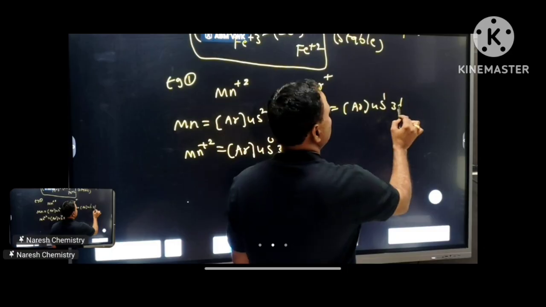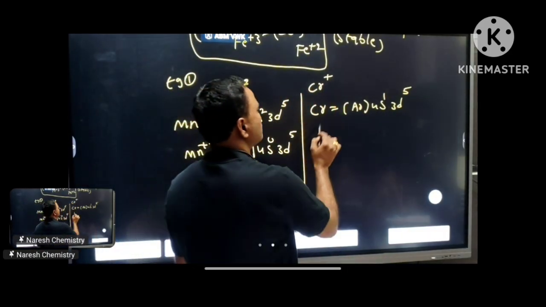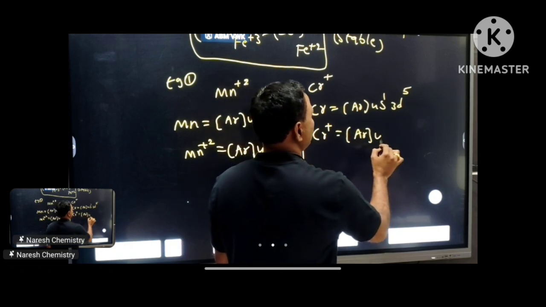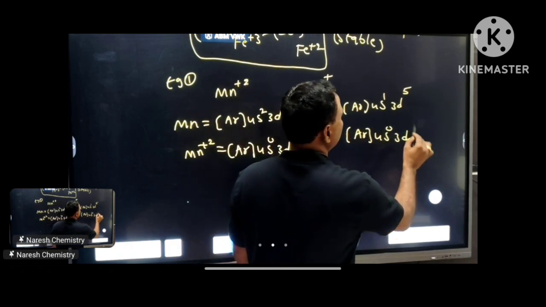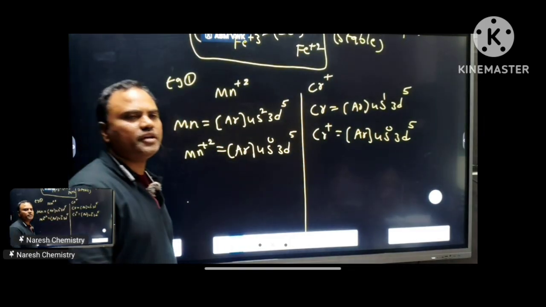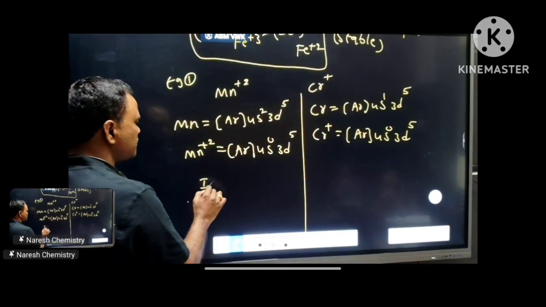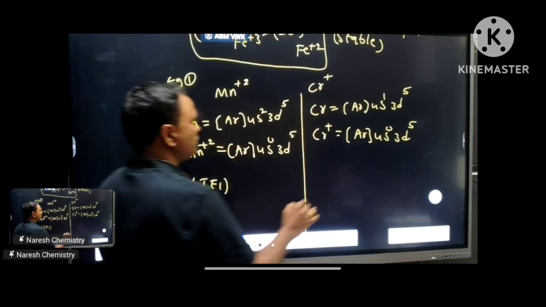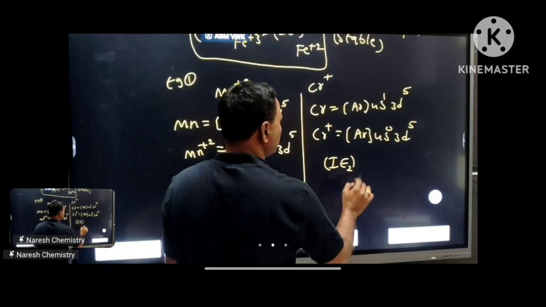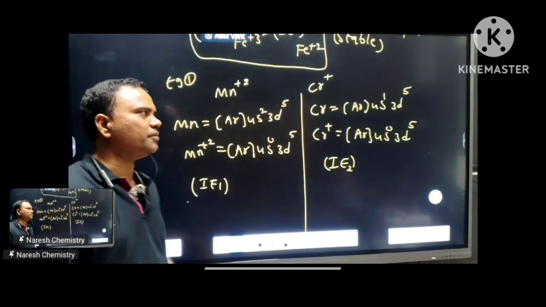4s1 3d5. This is chromium. Chromium plus means 4s0 3d5. Both have stable configurations. Both have the same ionization energies in this case. If we consider the ionization energy for manganese as IE1 and for this as IE2, then the relation is IE1 is equal to IE2. Both have the same ionization energy.